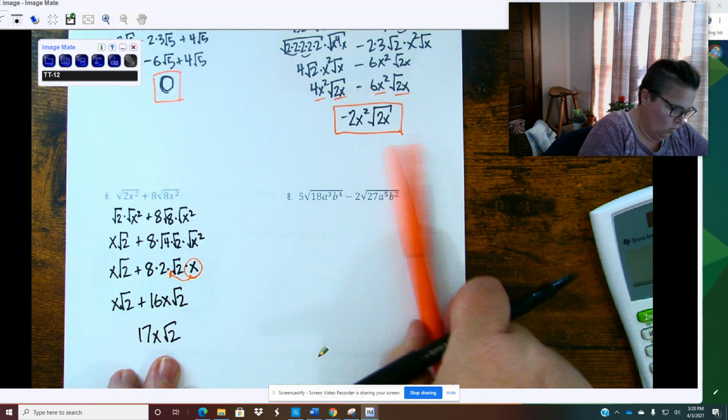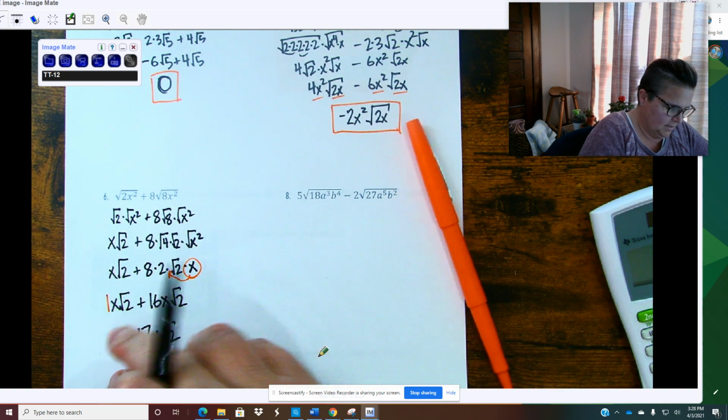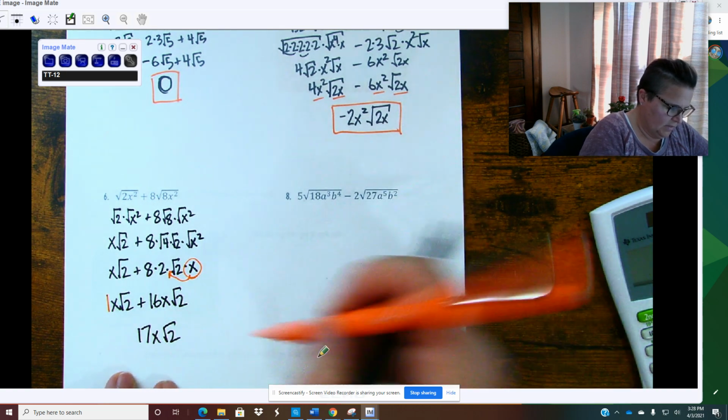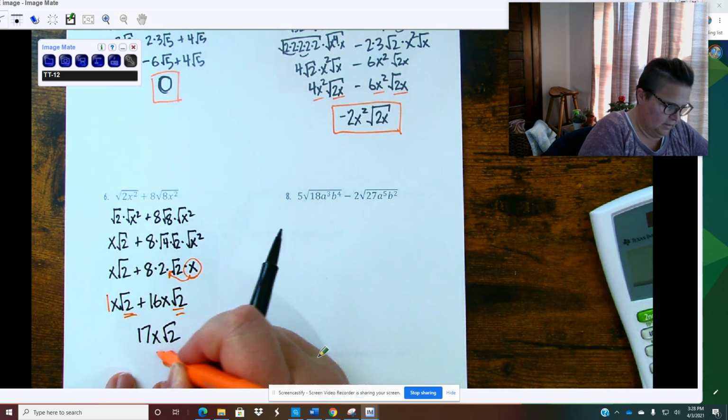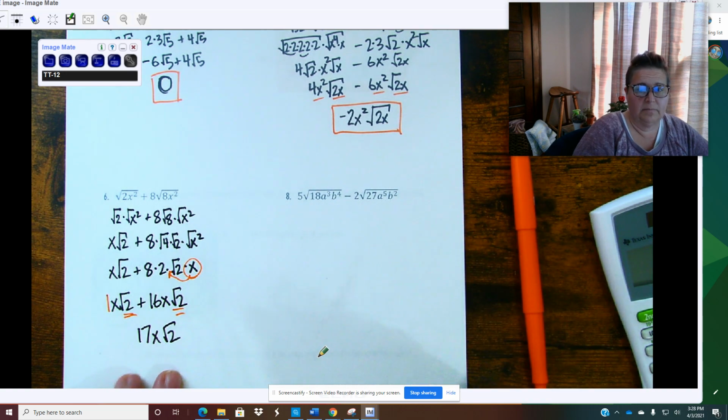Because this is a 1x plus a 16x, that's going to give me a 17x. These 2's are the same, so I can add them together.